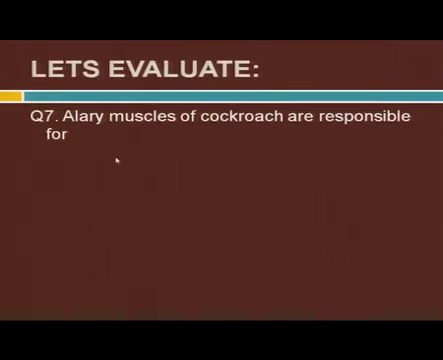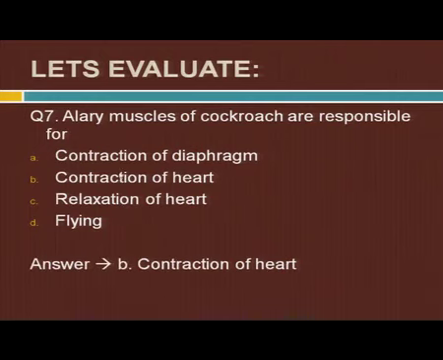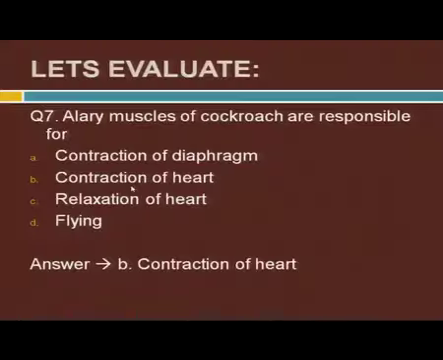Next question. Alary muscles of cockroach are responsible for: A, contraction of diaphragm; B, contraction of heart; C, relaxation of heart; D, flying. The answer is, it is responsible for the contraction of heart. We have learned that there are 12 pairs of alary muscles which are present along with the 13th chamber of the heart, and it helps in the contraction of the heart.